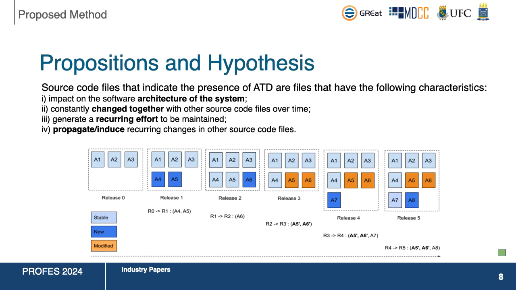The base proposition and hypothesis used in this study: the presence of ATD is in files that have the following characteristics. The first, files that impact the software architecture. The second, that constantly change together. The third, files that generate recurrent effort. And the fourth, that propagate changes to other files. We use these propositions to create the proposed method.